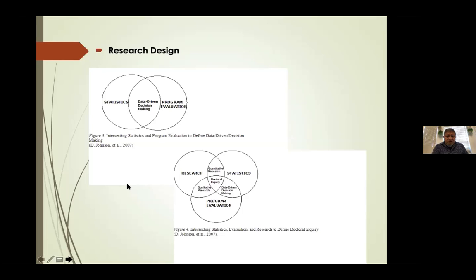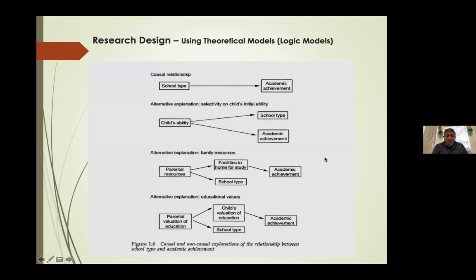Thinking about this and getting some ideas. Here are some further examples on how to use theoretical models. So the theoretical models are very important for us to consider.